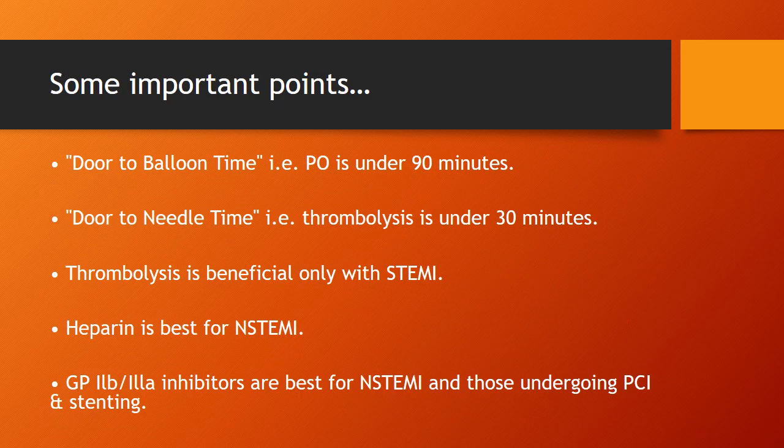Some important points to remember for revascularization therapy are that door to balloon time, that is PCI time, is under 90 minutes. Door to needle time, that is thrombolysis time, is under 30 minutes. Thrombolysis is beneficial only with ST elevation MI. Heparin is best for non-ST elevation MI. Glycoprotein 2b3 inhibitors are best for NSTEMI and for those undergoing PCI and stenting.